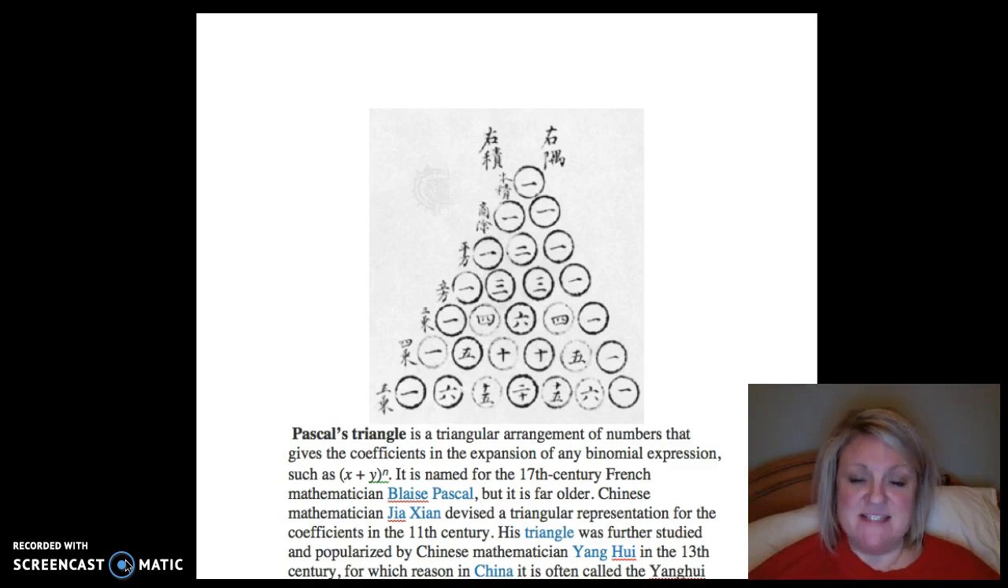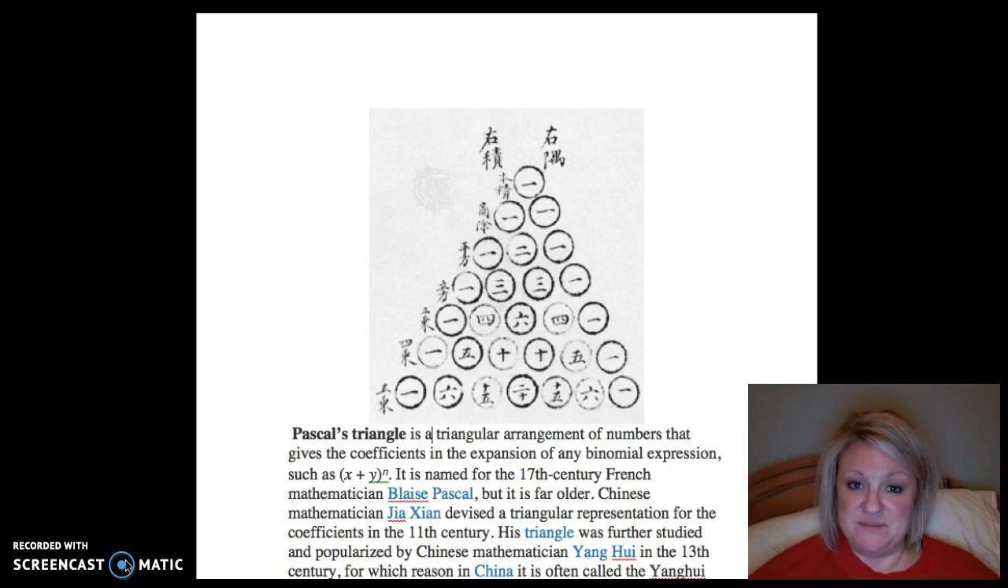I want you to know that a sequence is nothing more than a pattern. It can be finite or infinite, which means it can either stop or it can go on forever. But today we're just going to do a little exploratory activity on some famous sequences in the world of mathematics. So the first thing that we're going to talk about today is Pascal's triangle.